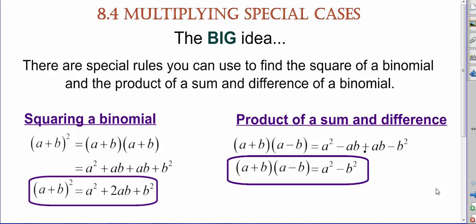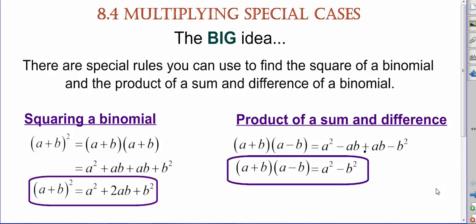Algebra 1 students, welcome to your 8.4 notes, multiplying polynomials in the special cases. The big idea is that there are special rules you can use to find the square of a binomial and the products of a sum and difference of a binomial.